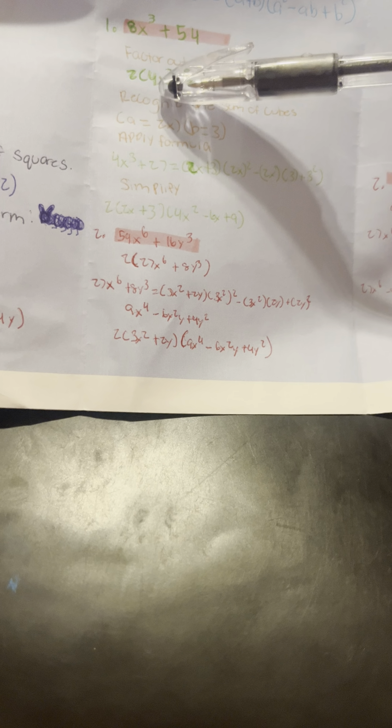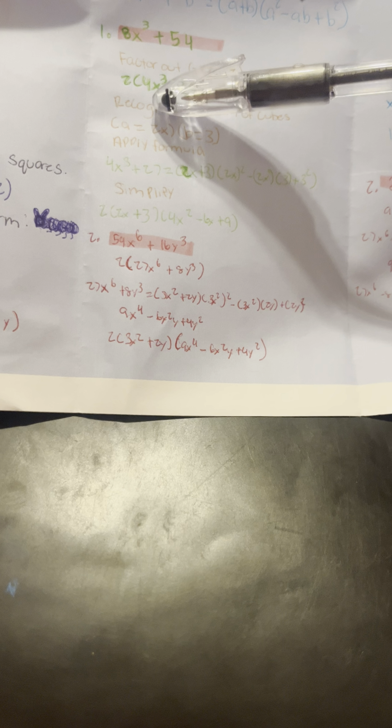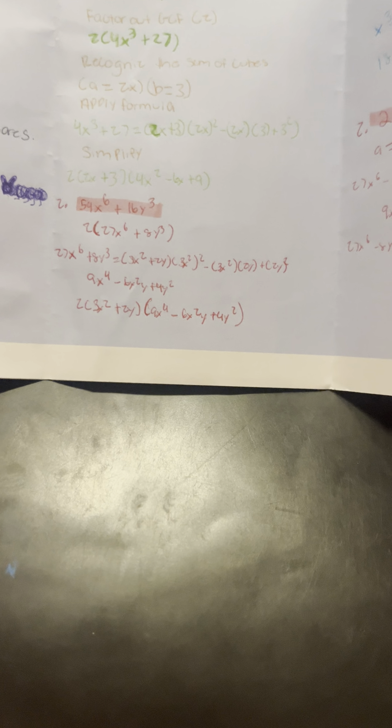We recognize the sum of cubes. A equals 2x and b equals 3. Apply the formula. So 4x cubed plus 27 equals 2x plus 3 times 2x squared minus 2x times 3 plus 3 squared. Simplify: 2 times 2x plus 3 times 4x squared minus 6x plus 9. We follow these same steps, this same formula, to get our harder answer for our harder equation.